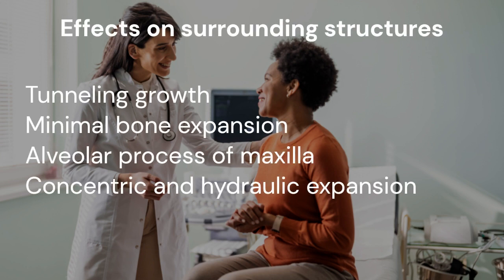An important characteristic of the OKC is its propensity to grow through the bone without significant bone expansion. This tunneling type of growth pattern with minimal expansion occurs throughout the body of the mandible except for the ramus and coronoid process, where considerable expansion may be seen due to the very thin nature of the bone in these locations. This tunneling effect can also be seen within the alveolar process of the maxilla. Adjacent to an airspace such as the nasal fossa or maxillary sinus, OKCs expand in a concentric and hydraulic manner that is more classical for a cyst. As the cyst enlarges, it can reduce the volume of the adjacent airspace.